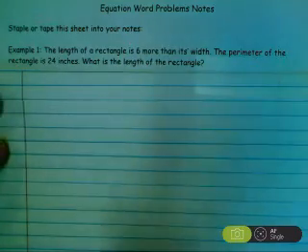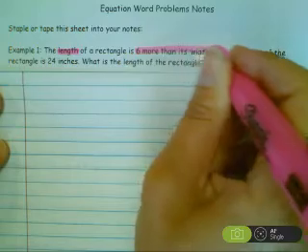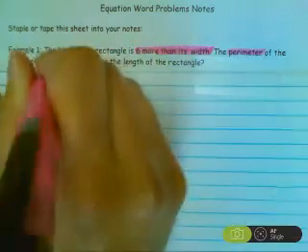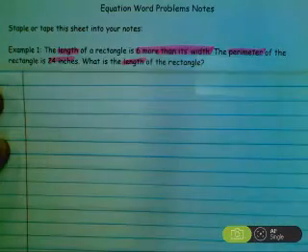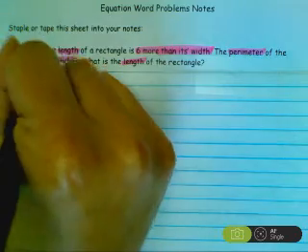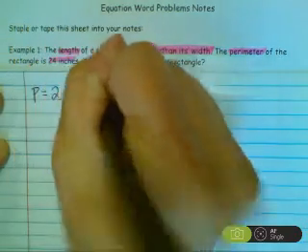The first thing you want to do is highlight your important information. We know that the length of the rectangle is 6 more than the width. We know the perimeter is 24. We know that we're looking for the length. You already know your formula for perimeter. It's perimeter equals 2 times the length plus 2 times the width.